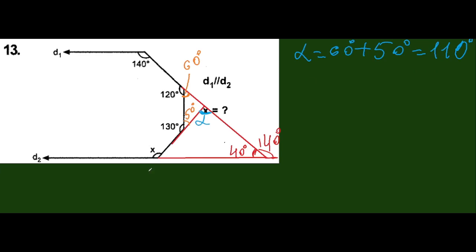Again, we'll use this approach to find x. And from here, x will equal 110, the alpha, plus 40. So it will equal 150 degrees, which is our answer.